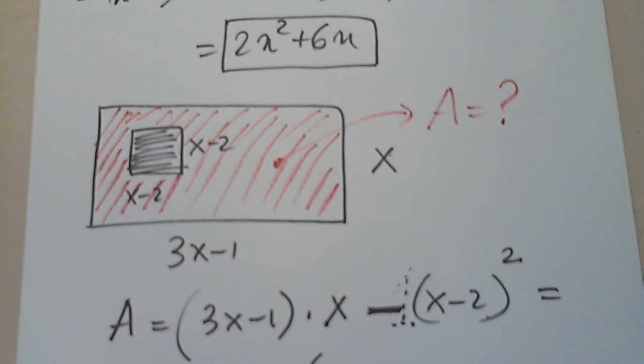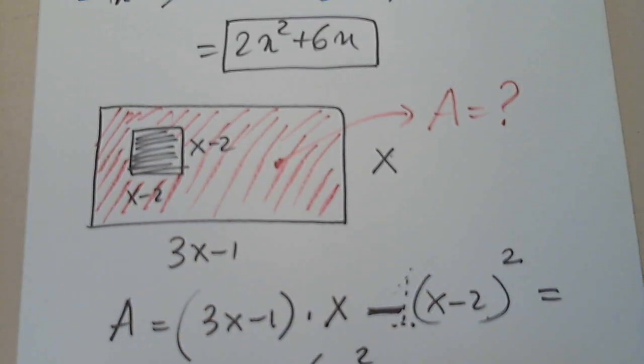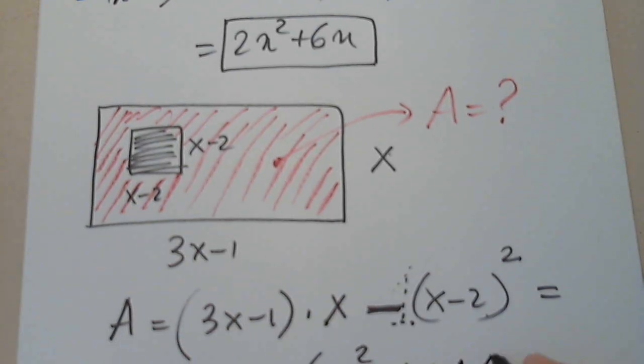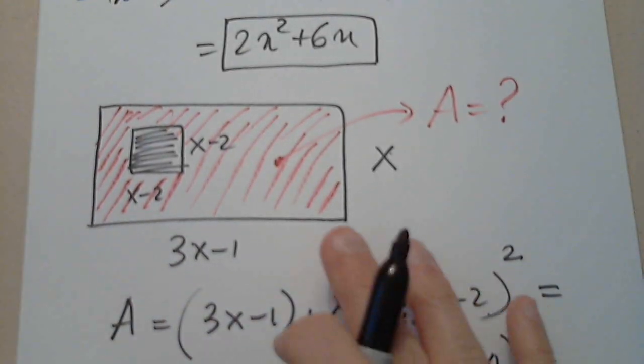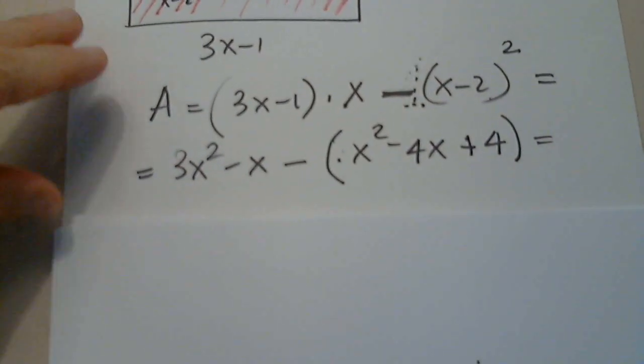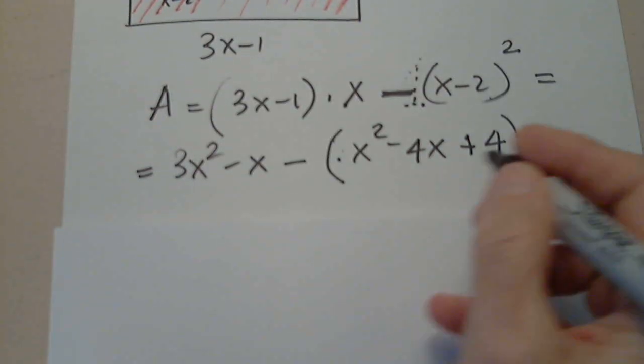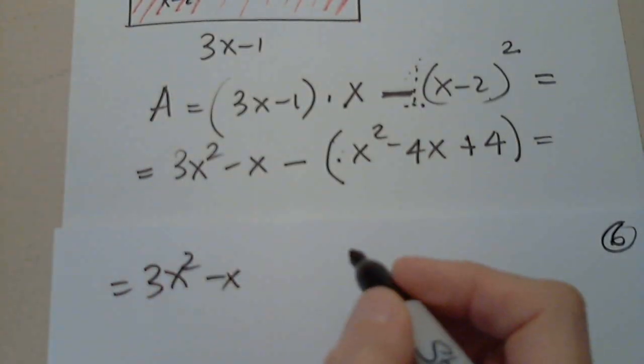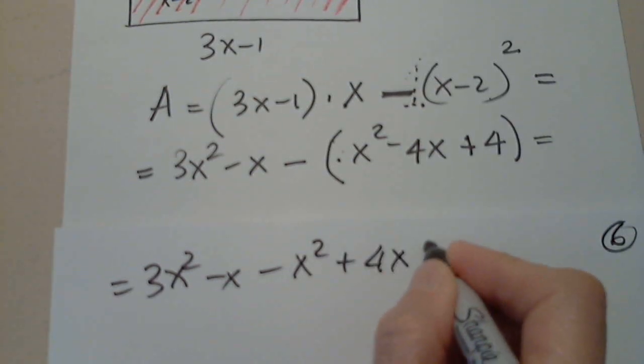Three? Yes, please give me those 3 terms. X squared minus 4x minus 4? The last term in the binomial squared, yes, it's always positive. But now we have to distribute the negative sign. That's why I still kept it in parentheses so I don't forget. So from here we have 3x squared minus x squared plus 4x and minus 4.